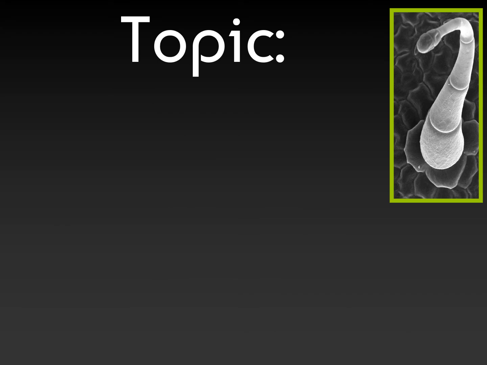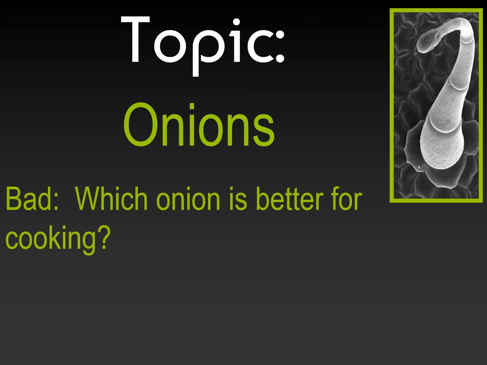All right, how about this topic? Onions, okay? Well, here's a bad question: which onion is better for cooking? You could argue that white onions are the best because you really like Mexican food. Someone else would say, oh no, that's horrible. I really like French food and I like the ones made with green onions. Well, my son would argue, no, onions are good. They're all horrible. So again, that's going to be an opinion.